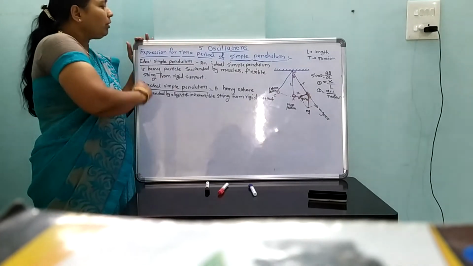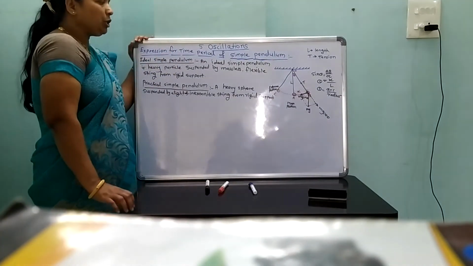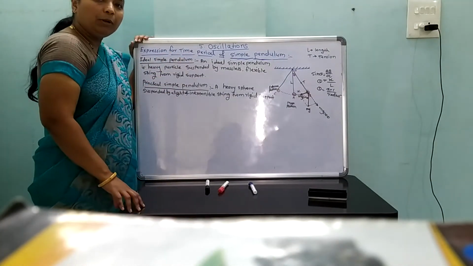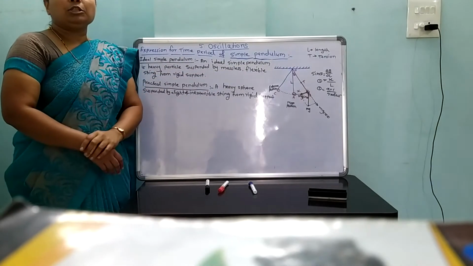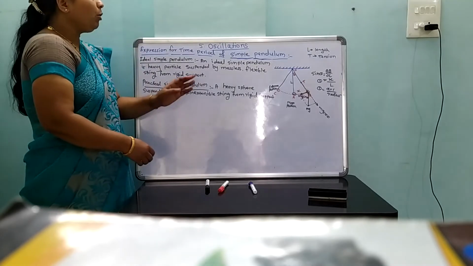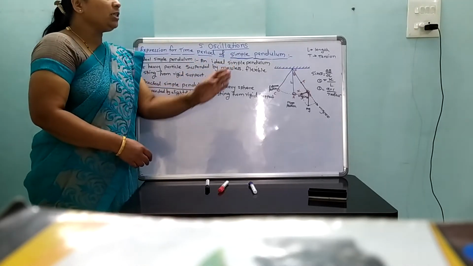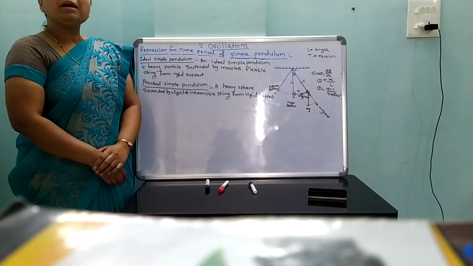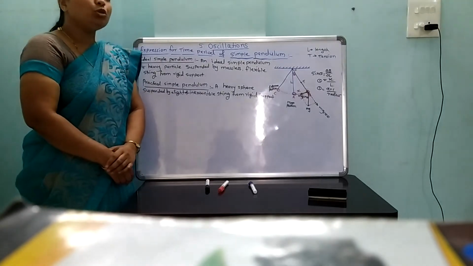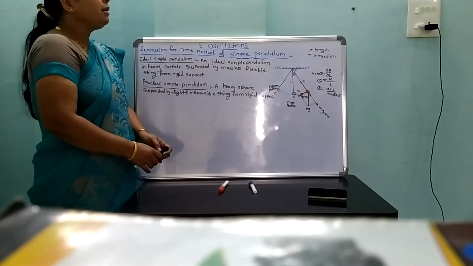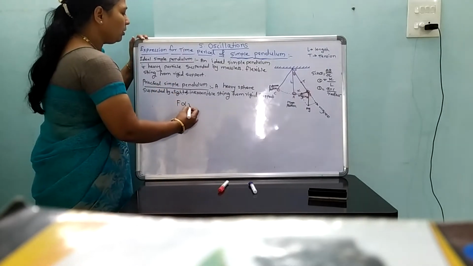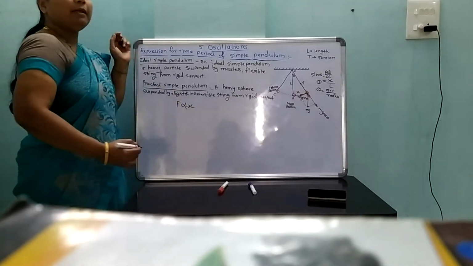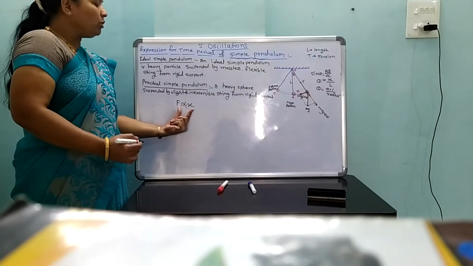But how do we calculate the expression for the time period of a simple pendulum, given that its motion is SHM? What is meant by SHM? Simple harmonic motion means the internal restoring force is directly proportional to the displacement, but they are in opposite directions.